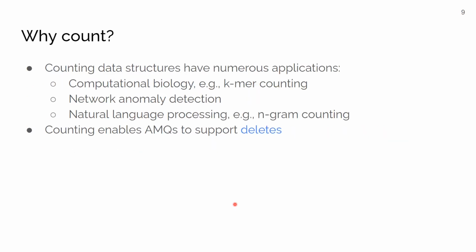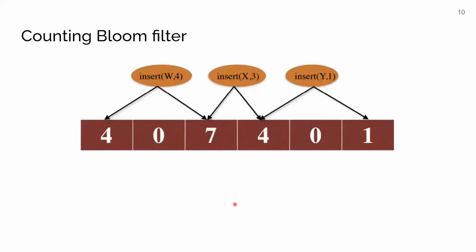Now let's look at why counting is important. Counting data structures have numerous applications in different fields, such as computational biology, for example, the K-mer counting. Then also network anomaly detection, and also natural language processing, for example, the n-gram counting. Also, counting enables AMQs to support deletion. Now let's take a look at the counting Bloom filter.